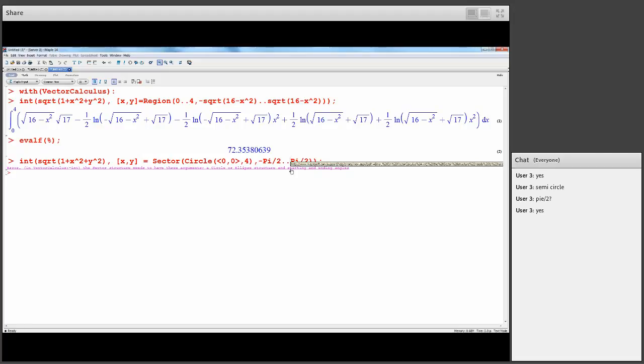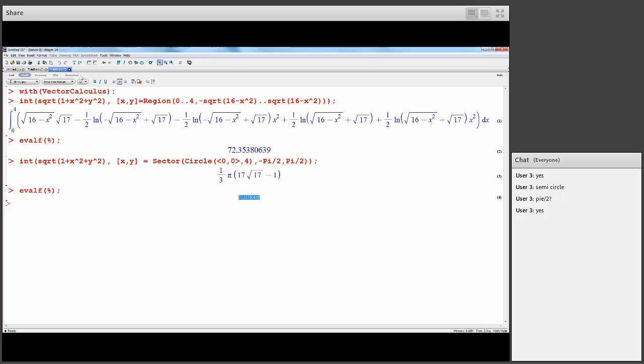Whoops. And I need to press a comma there to make it work properly. And this time, Maple has been able to work out the answer, which is not what I got, which shows you why I made a mistake. And if I do a evalf percentage, I did actually get the same answer as before. So it is all working.